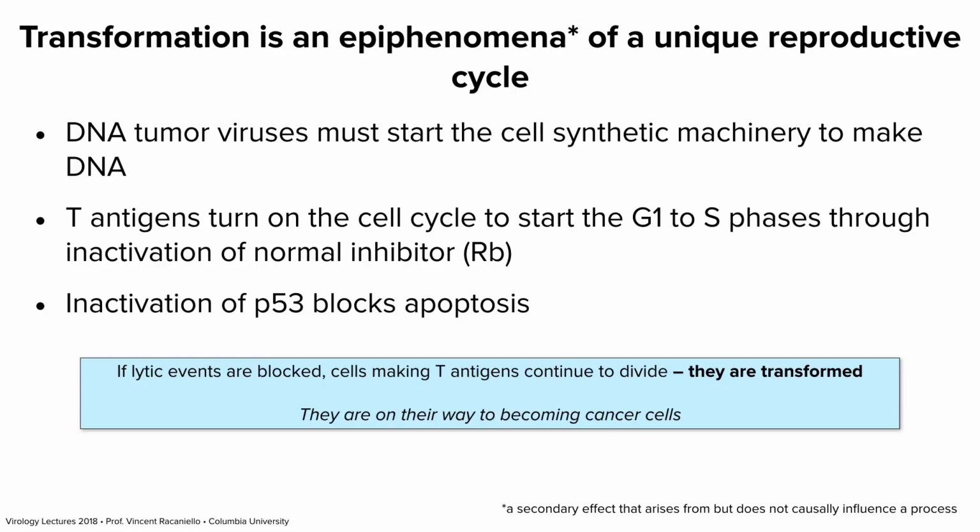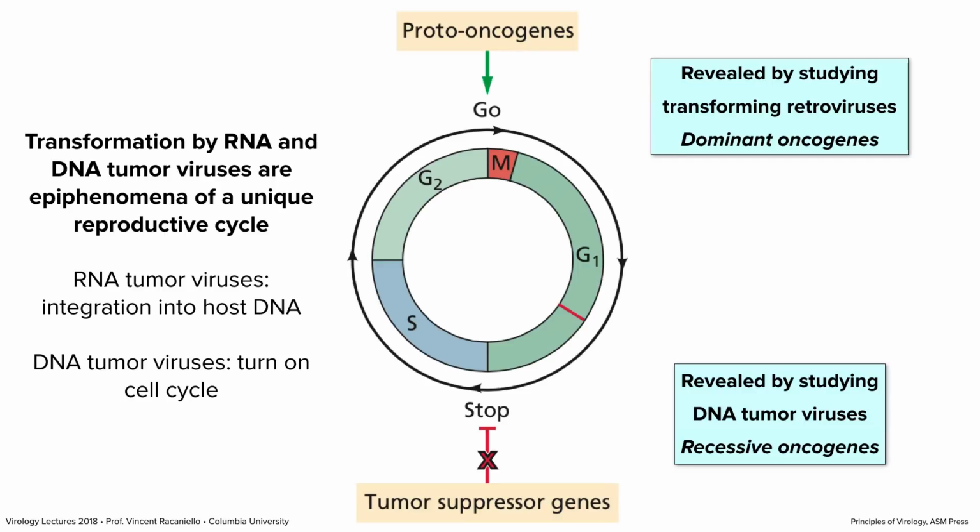So transformation, I like to say, is an epiphenomenon of two unique reproductive cycles. An epiphenomenon is something that arises from but doesn't influence a process. DNA tumor viruses have to get the cells dividing. T antigens do that. They get the cells dividing and they inactivate this checkpoint protein. They also inactivate P53. But these are normal functions of the T antigens that aid in replication. But if they're constitutively produced and the cell doesn't die because you've gotten rid of late genes, then they lead to transformation. And remember, they're transformed and may be on their way to becoming cancer cells.